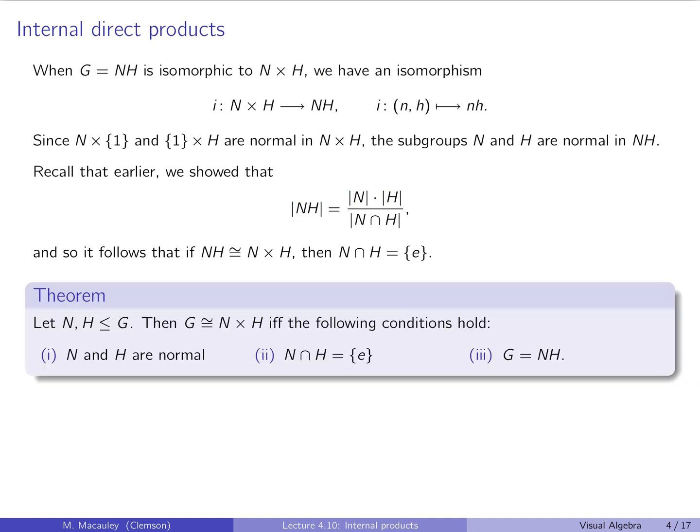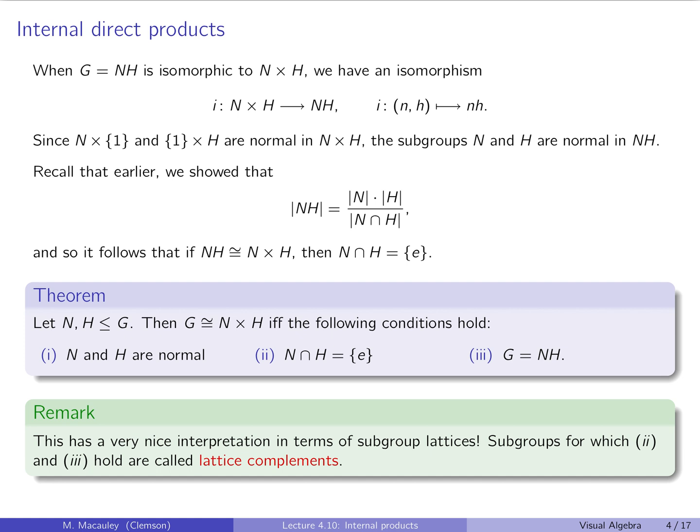Here is a theorem for when G is isomorphic to a direct product of two of its subgroups, N and H. This happens if and only if the following conditions hold. N and H have to be normal, they have to intersect trivially, and then they have to generate G. Remember, if N and H are normal, then NH will be a subgroup, and it's the smallest subgroup containing both N and H.